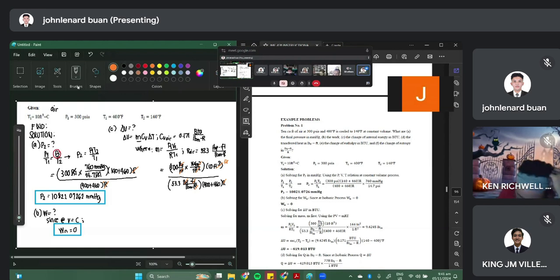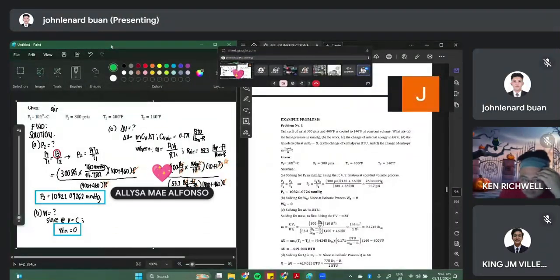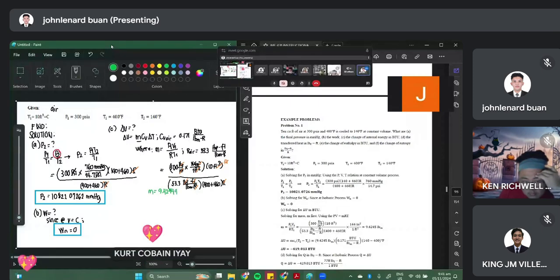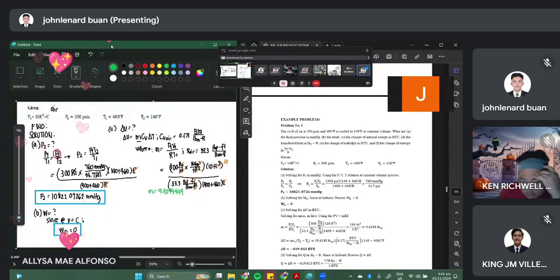300 times 144 times 10 all over 53.3 times 400 plus 460. The answer is 9.42449491. Is that also the answer we got for mass? Did you yield the same answer? 9.4249491 pound mass, since this is the only unit left. And what we need is mass.